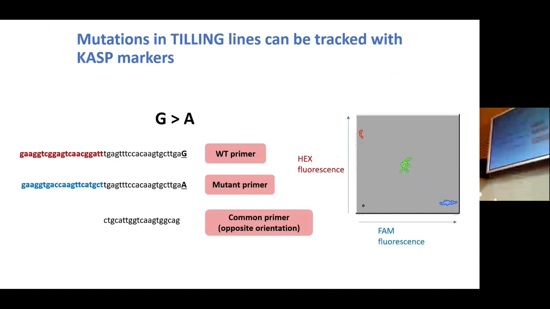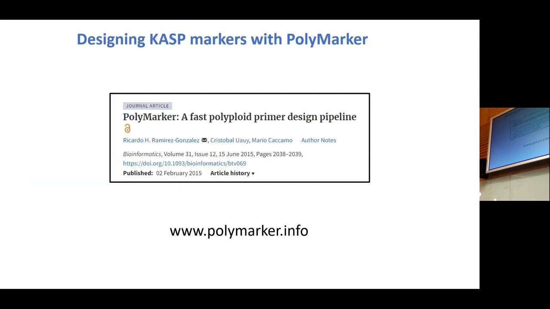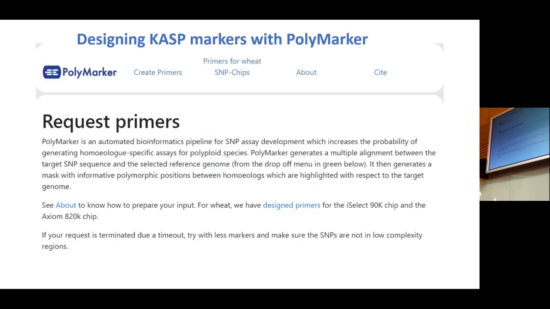You just asked, how do we track which one's a wild type and which one's a mutant? We can do this using Cas markers. Can I just have a bit of a hands up? Have you been told about Cas markers earlier this week? Okay, excellent. Well, you can use Cas markers for SNPs in tilling lines. And so we need to get our sequence-specific wild type primer, mutant primer, and a reverse common primer. A useful way to do this in wheat is to use a website called Polymarker. This is specifically designed for making Cas markers for polyploid wheat.